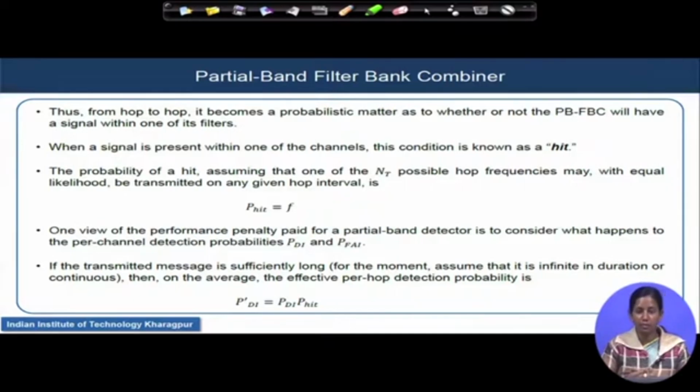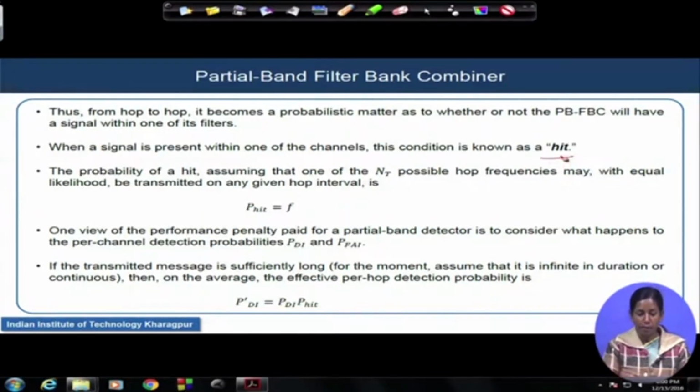When one signal is present in one of those NT dashed channels, we call the condition a hit. The probability that there will be a hit, assuming that the NT possible hop frequencies are with equal likelihood, and the transmitted one is transmitted on one of them, given the hop interval, is equal to that f itself.